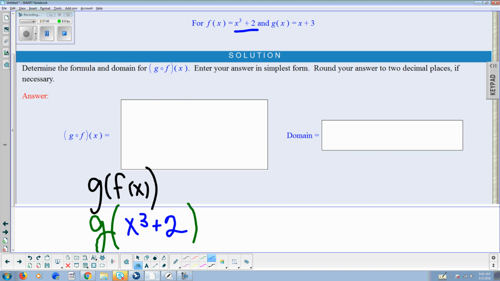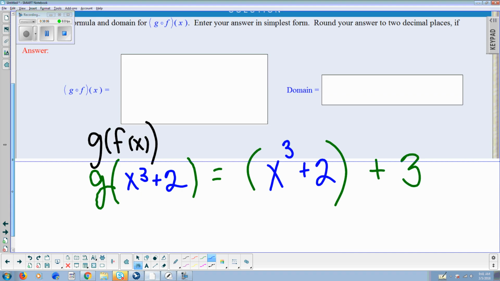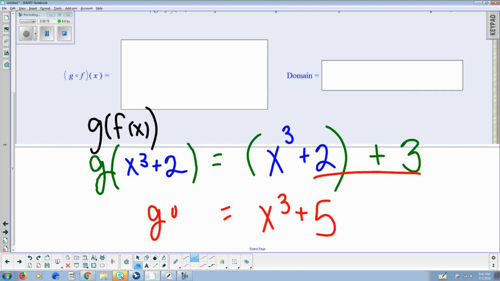Alright, the g function was just x plus 3. So x plus 3, I replace x with parentheses. Then inside this parentheses, I'm going to input my f function. Interestingly, it's so much easier this direction. When I have to cube binomials, it's awful. But here, the cube is just on the x. All I have to do is combine these like terms. 2 and 3 combine to be 5. So g dot f of x is equal to x cubed plus 5.